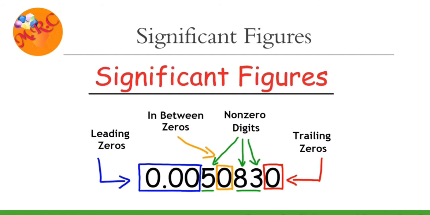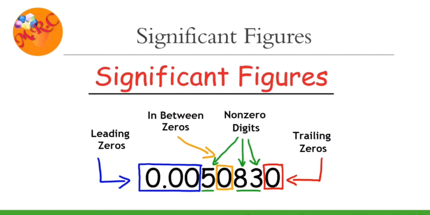Significant figures are kind of a tricky one sometimes, right? So let's look at when numbers are significant. We have 10 digits: 0, 1, 2, 3, 4, 5, 6, 7, 8, and 9. From 1 to 9 is always significant. However, 0 is significant sometimes. Depending on where the 0 is, it might be significant or it might not be significant.